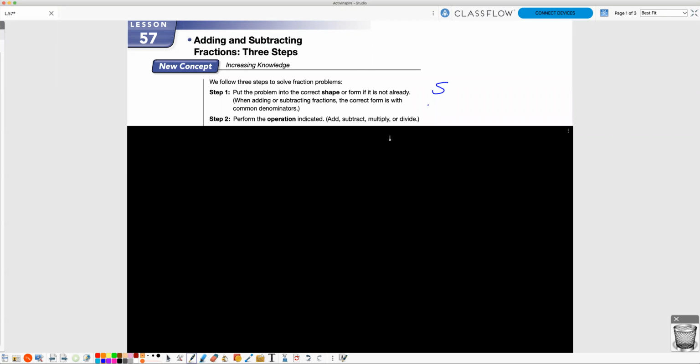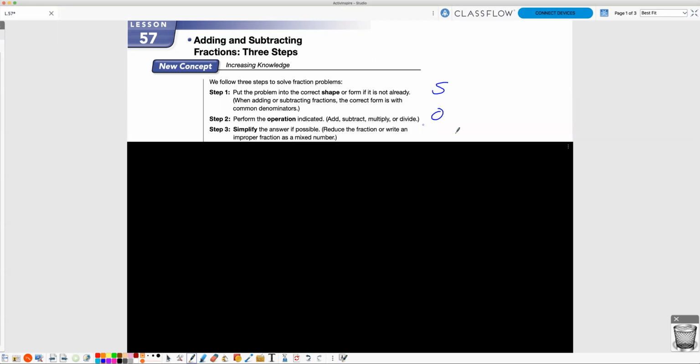Step 2 is the operation. So complete the addition, subtraction, multiplication, or division. And step 3 is simplify. Reduce the fraction or write an improper fraction as a mixed number.